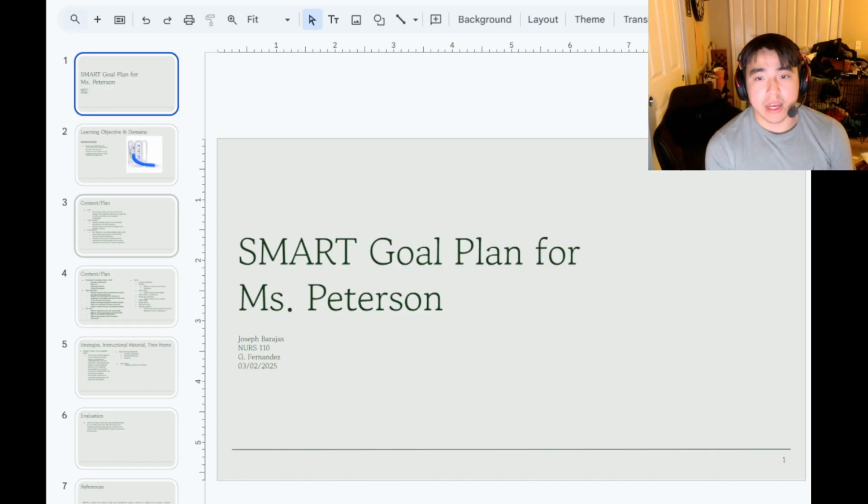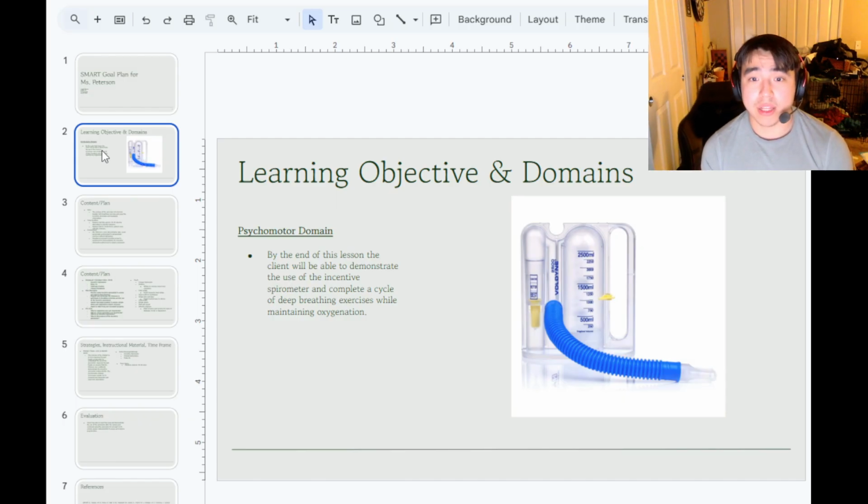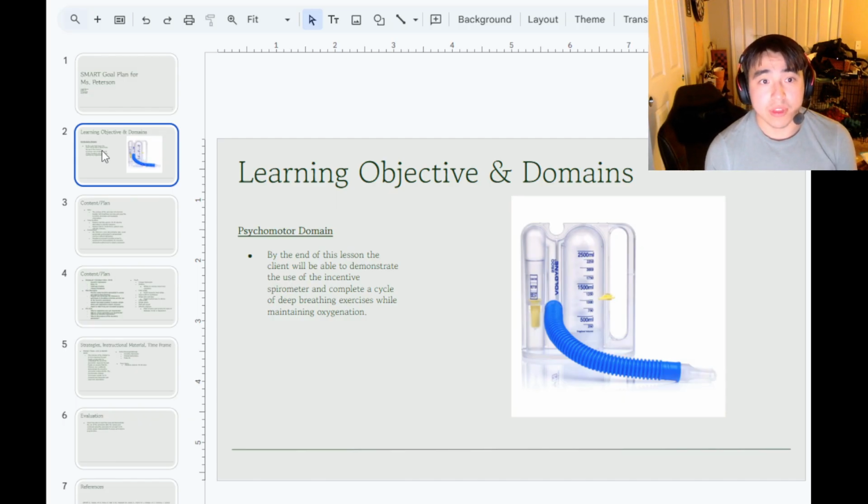Hello, this is my SMART goal plan for Mrs. Peterson. This is the learning objective and domains. They're essentially going over the psychomotor domain, and by the end of this lesson, our client will be able to demonstrate the use of the incentive spirometer to complete a cycle of deep breathing exercise while maintaining oxygenation.